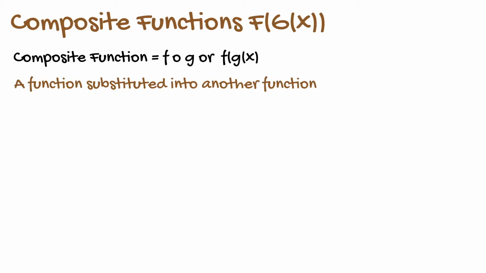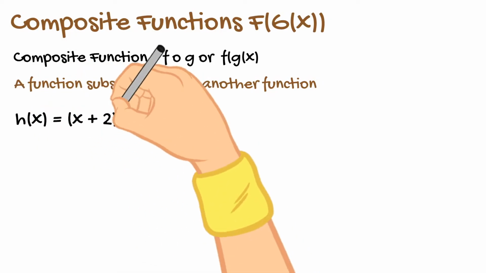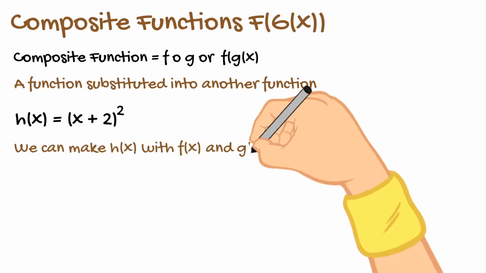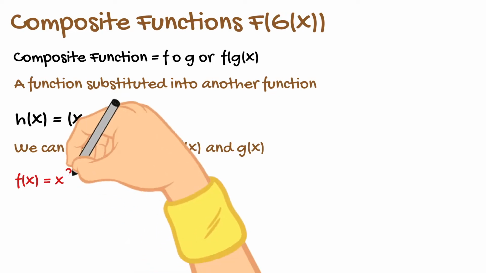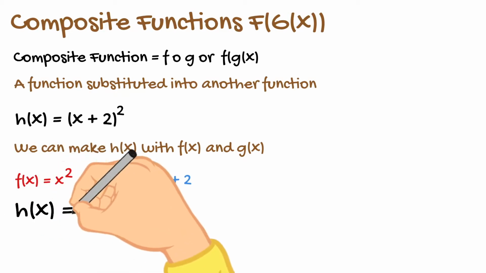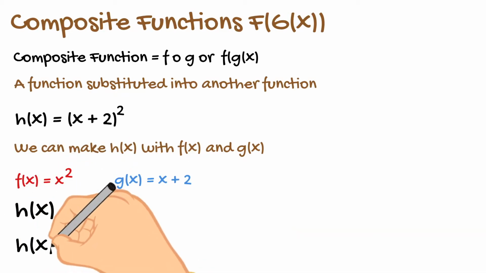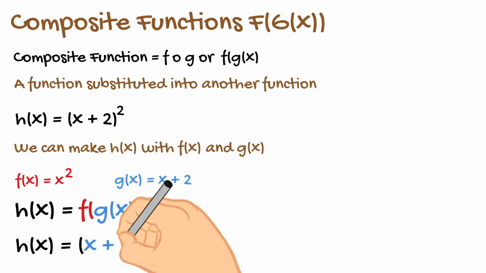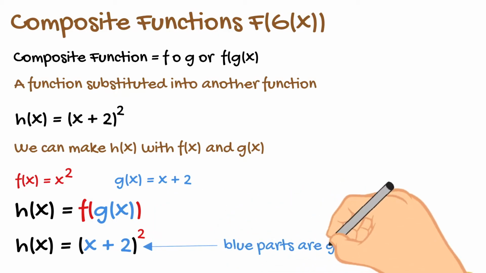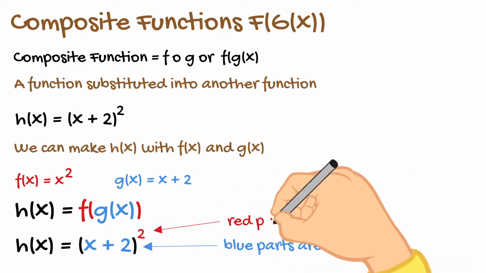an example. So let's return to our original problem and define a function h of x, which is equal to (x plus 2) all squared. We can define two functions that make h of x, being f of x, which is x squared, and g of x, which is x plus 2. By using f of g of x, we take the g of x function and substitute this function into the x terms of f of x. And this gives us h of x is equal to (x plus 2) all squared.